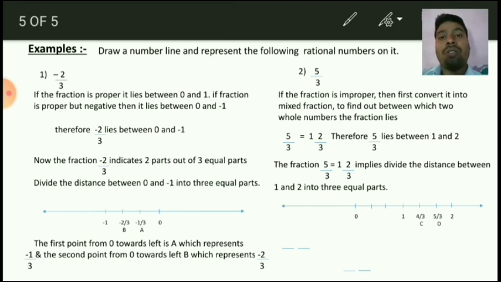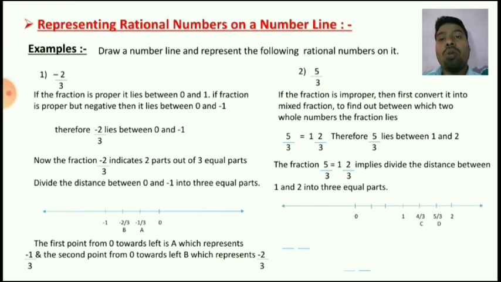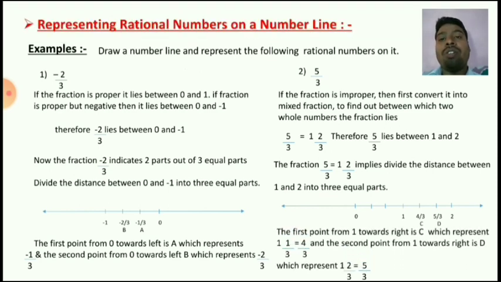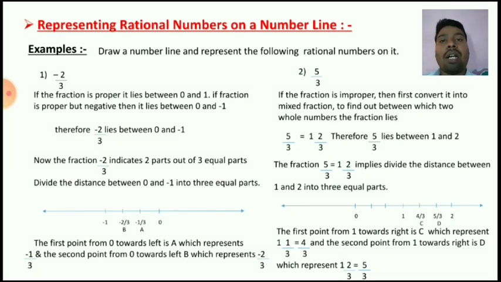First 1, then 4/3, then 5/3, and last is 2. We have to represent 5/3, so we denote this by D. The first point from 1 towards the right is C, which represents 1/3, meaning 4/3, and the second point from 1 towards the right is D, which represents 2/3, meaning 5/3. So here 5/3 is represented by D on the number line.